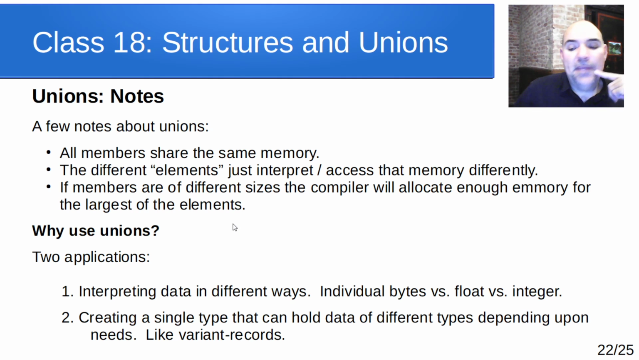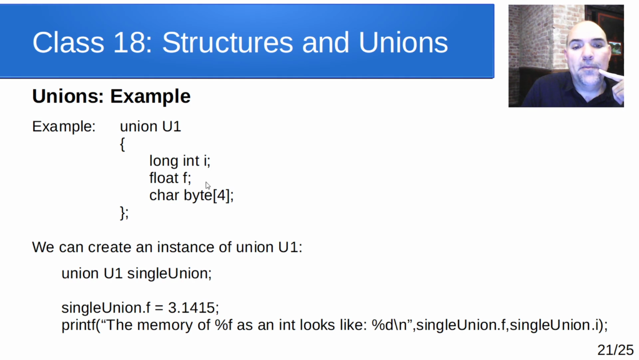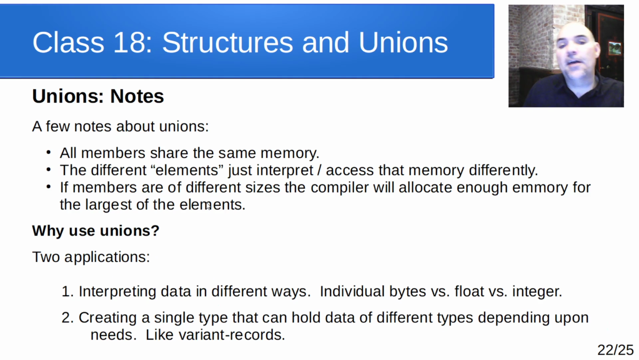And one of the things about that, in this example we had back here, these are all 4 bytes. But if we do have different sizes for those elements, the compiler will automatically allocate enough for the largest of the elements. So whatever the largest is, that's how much the size of that union will be. And if I have shorter ones and access those, it'll just ignore the later stuff in memory.